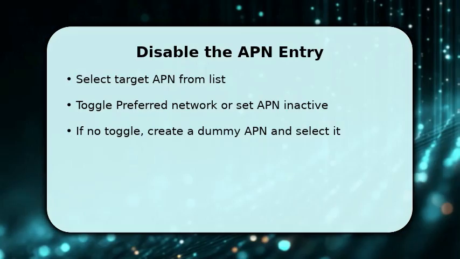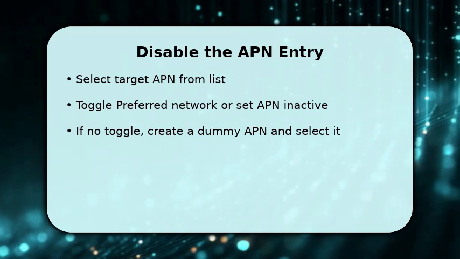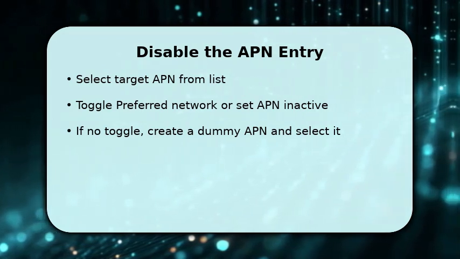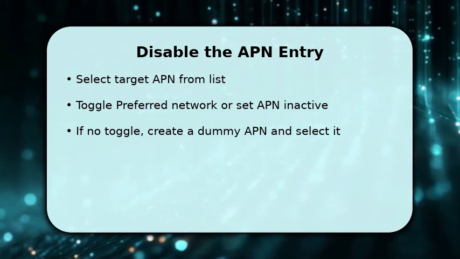Now you will disable the APN without losing the original configuration. Tap the APN you identified. If your Android shows a toggle or checkbox labeled Preferred or Active, switch it off to deactivate that profile.